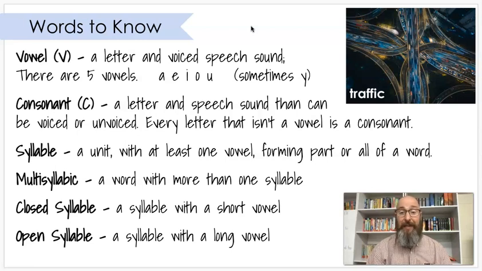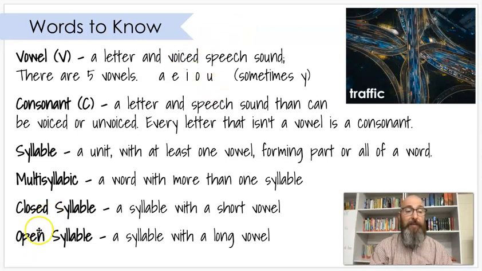Next, the word is syllable, and a syllable is either a word or part of a word with at least one vowel forming the whole part of the word. And next is the word multisyllabic. We've already said what that means. Multisyllabic is a word with more than one syllable. 2, 3, 4, 5, all multisyllabic.